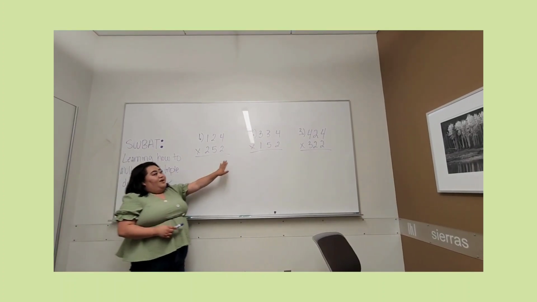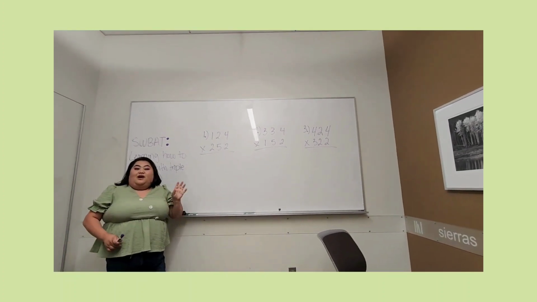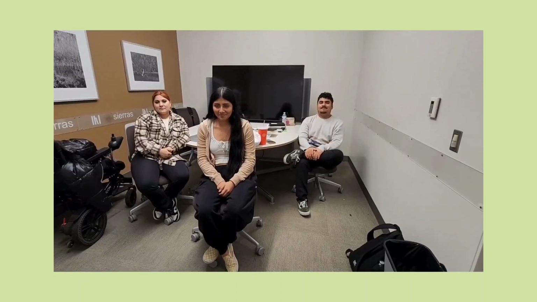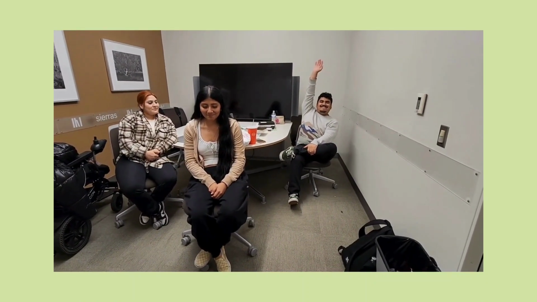Okay, so these are the 3 examples that I got up here for practice. Now, who wants to go first? I'd like to go first. Okay, Jesus, you can go first, and then after Celeste can go, and then Clarissa can go.